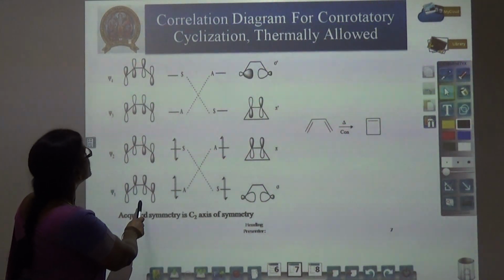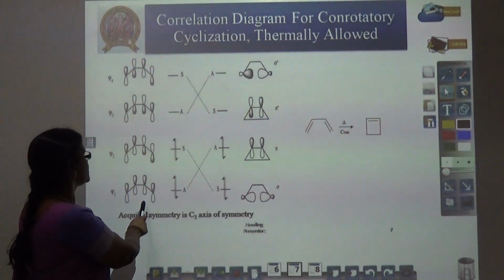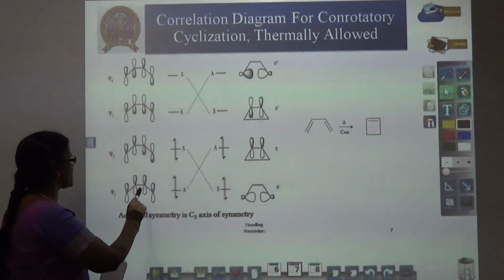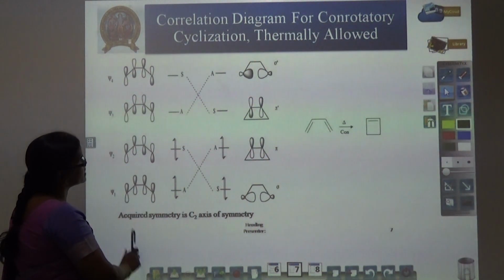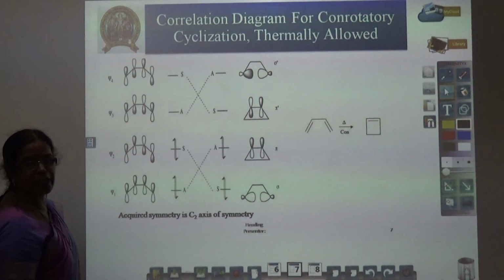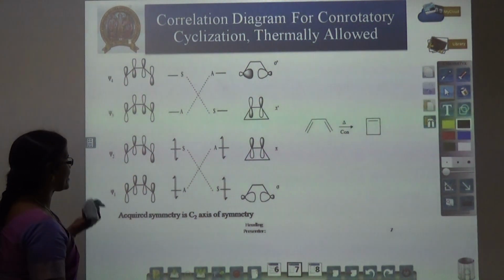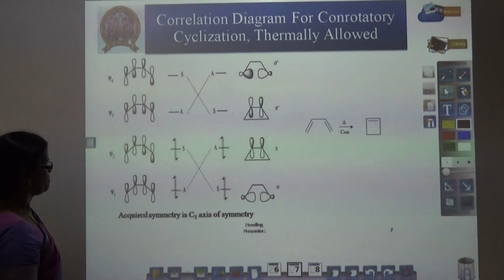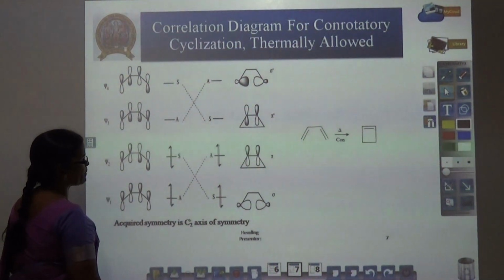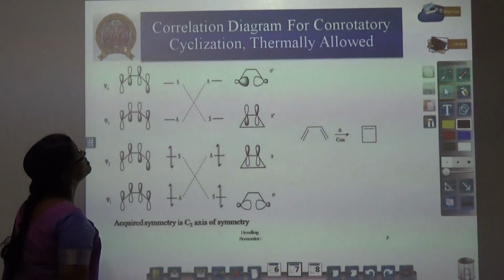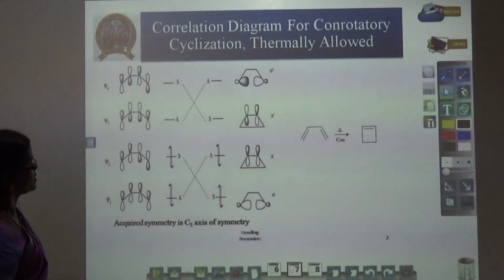Now, it is a thermal process. In the thermal process, the rotation is this rotation. For this rotation, the acquired symmetry is mirror plane symmetry. So, it is thermally allowed.